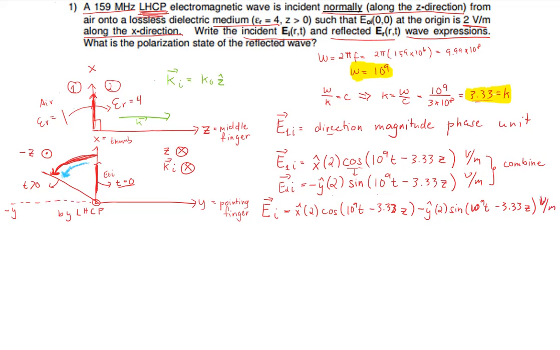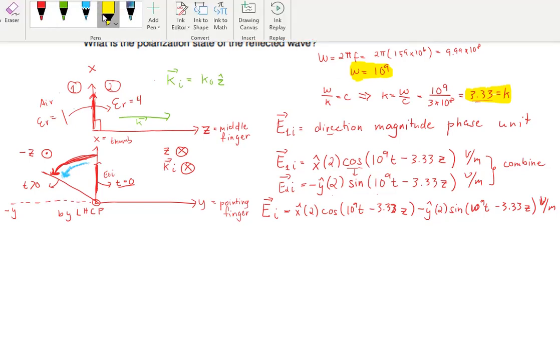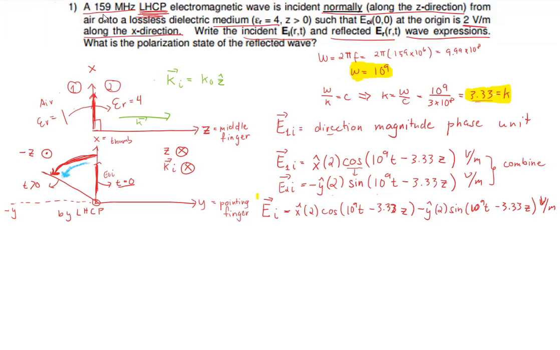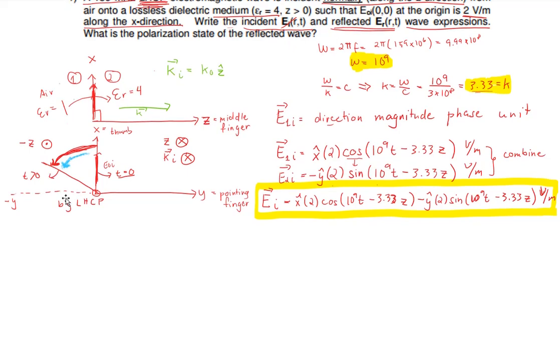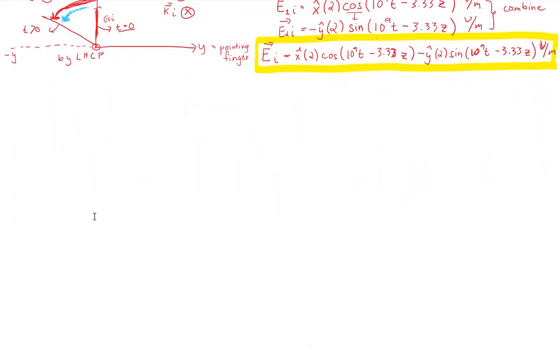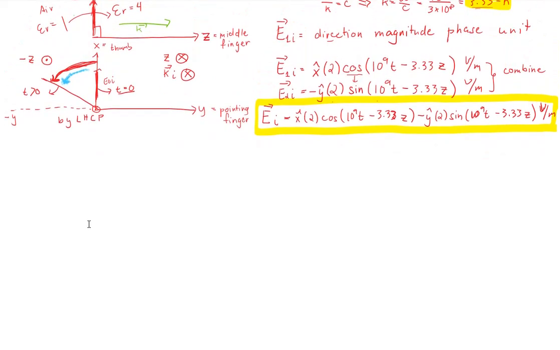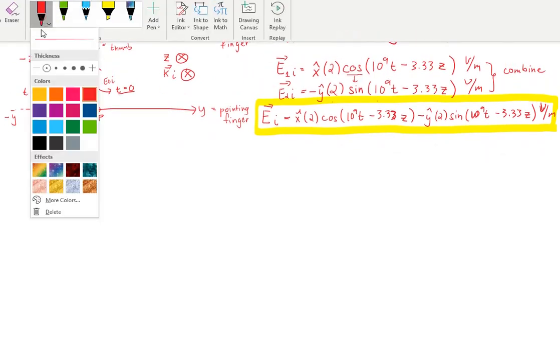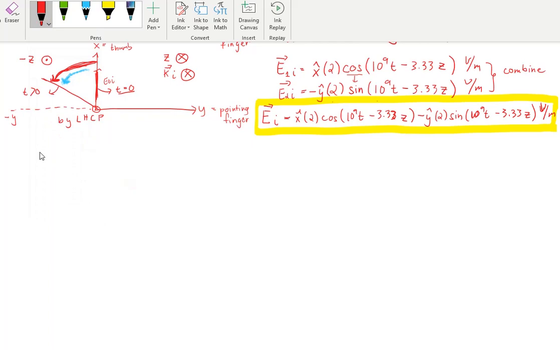Alright, now that we have our E sub I equation, or wave expression, we can just put a box in there. There we go. So we took care of this one. We are just left with finding the wave expression for E sub R. So let's scroll down here. But how do we find E sub R?